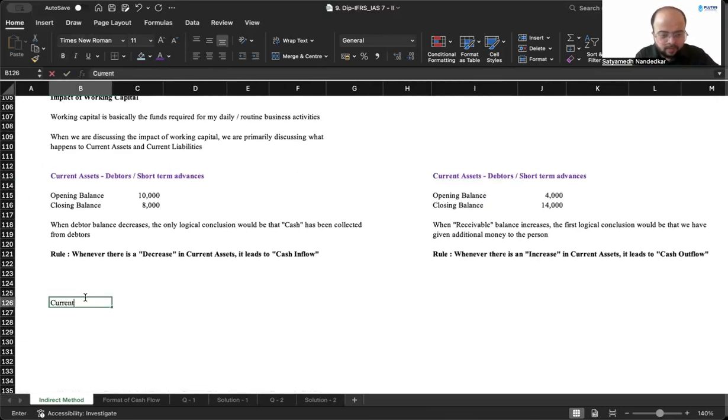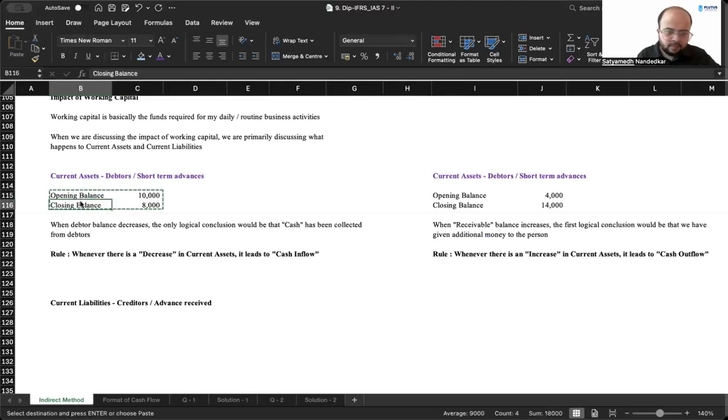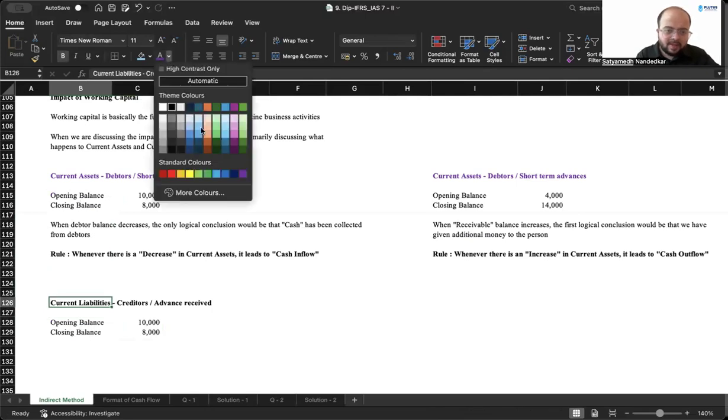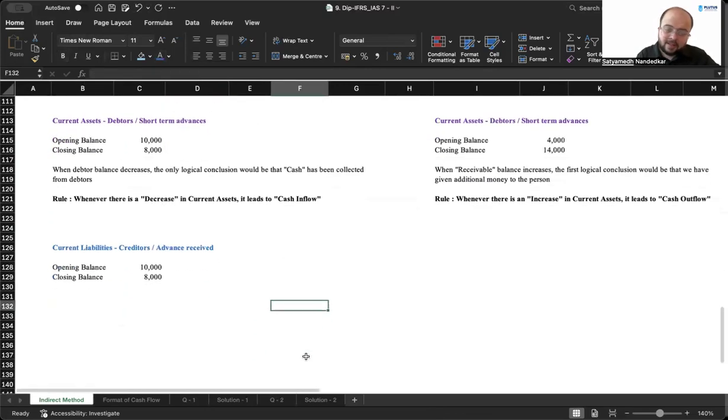Let's talk about current liabilities. What are our current liabilities? Say, assume that it is creditors or advance received from someone. Okay. Now, the opening balance and closing balance situation is given to you. The opening balance is how much? Opening balance is 10,000, closing balance is 8,000. At the start of the year, in my books of accounts, 10,000 was appearing as a payable. At the end of the year, 8,000 is appearing as payable.